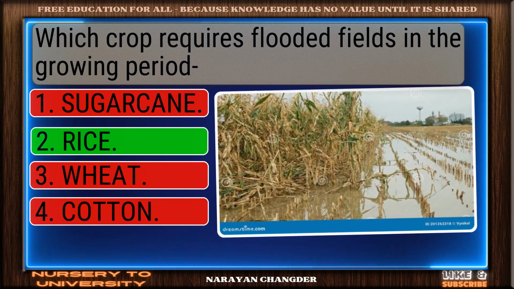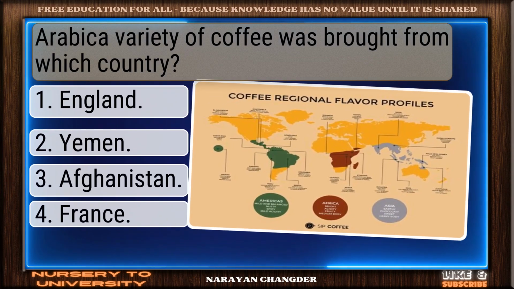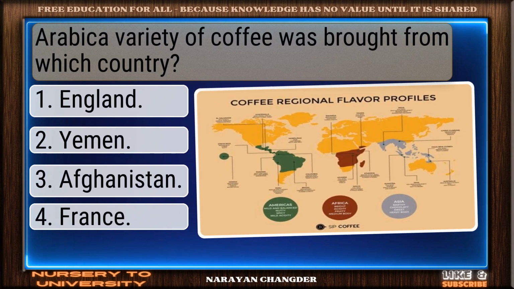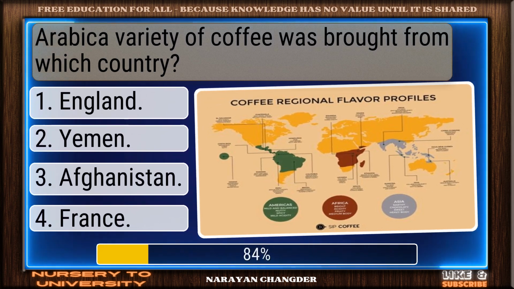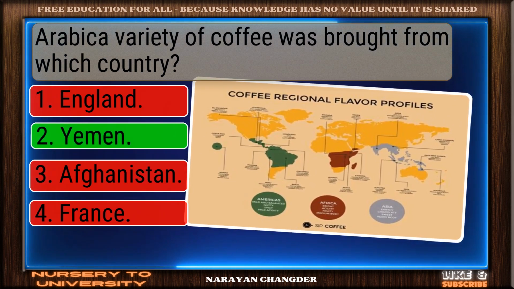Excellent. Rice is well reasoned. Arabica variety of coffee was brought from which country? Nice selection. Yemen is correct.